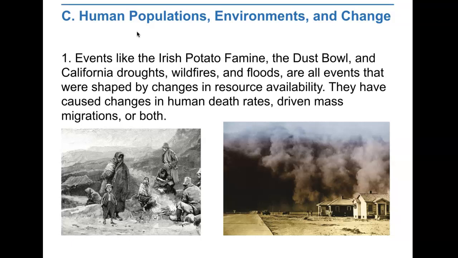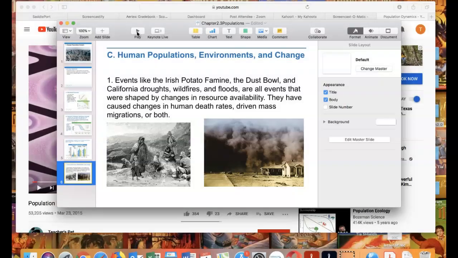Okay, human populations, environments, and change. Events like the Irish potato famine, the Dust Bowl, and California droughts, wildfires, and floods are all events that were shaped by changes in resource availability. They have caused changes in human death rates, driven mass migration, or both.